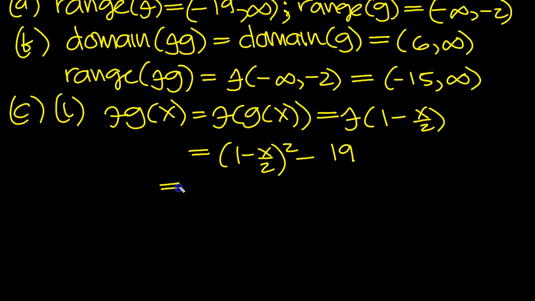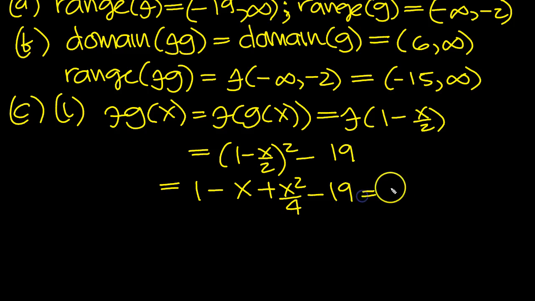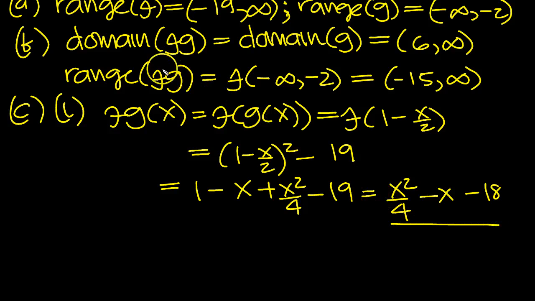We can tidy that up if we wish. Expanding the square gives 1 minus x plus x squared over 4, minus the 19. So that's equal to x squared over 4 minus x, and 1 minus 19 is minus 18. So there's our f composite g function, and it's defined on the domain (6, infinity). So it's this quadratic on this domain, 6 onwards.